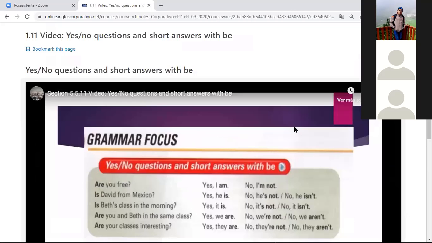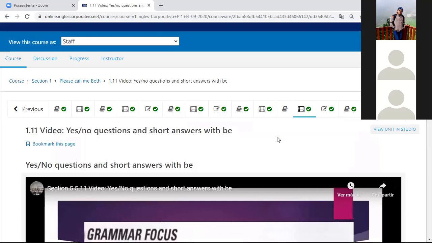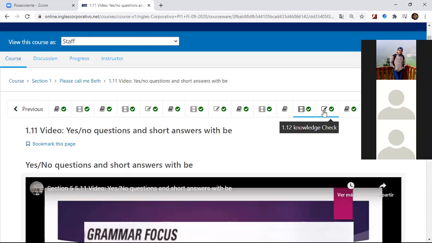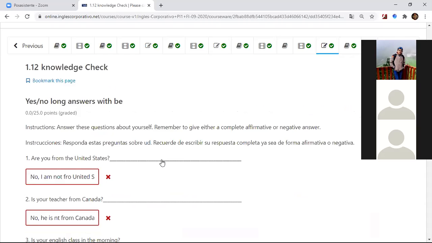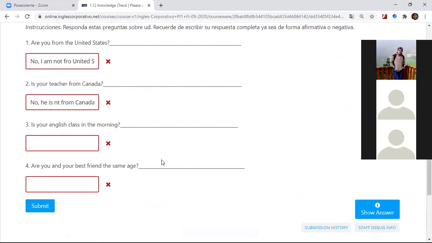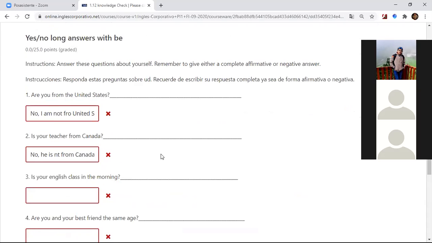Me gustó mucho. Okay, now, these are the yes, no questions, right? Now, let's continue with the next part. Let me see, 1.12. This is the one, right? The yes, no answer, right? Por ahí había alguien que tenía dificultades con este ejercicio. Vamos a hacerlo juntos, okay?